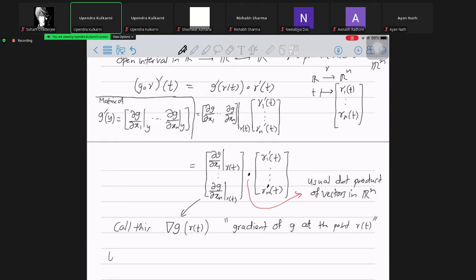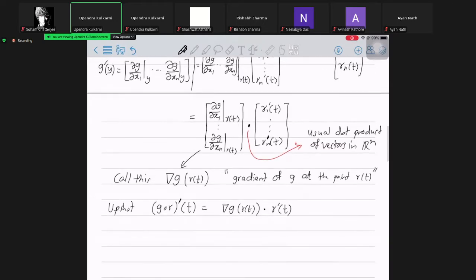And so what did we see? The upshot is the following. The upshot is G composed with gamma, its derivative at t turned out to be the dot product of two vectors. What is the first vector? It is the gradient of G at gamma of t. That's a vector. And what is the second vector? I don't have to write it as a column vector. What is that vector after all? It's just gamma prime of t. That's all. Dot product with gamma prime of t. Okay. So this is a useful thing to keep in mind. This situation comes up again and again. We are going to see it later today also.